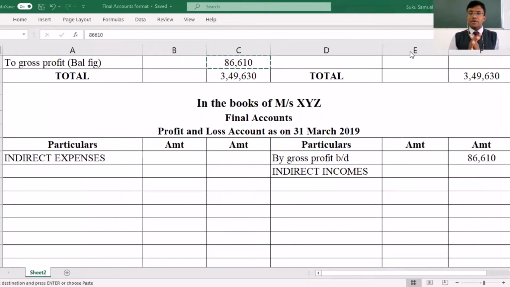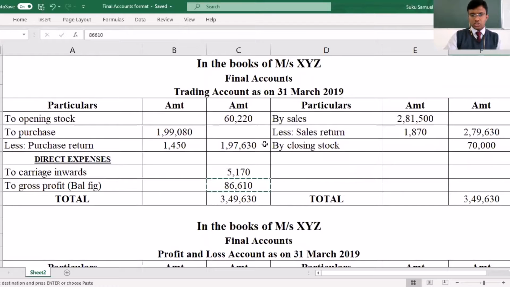Dear students, now that we've completed the trading account, the next statement that we will have to prepare is your profit and loss account. Since we've got gross profit in the trading account, we will have to carry down the balances to your profit and loss account. So let us quickly do that. I just want to quickly show you the trading account that we prepared once again.